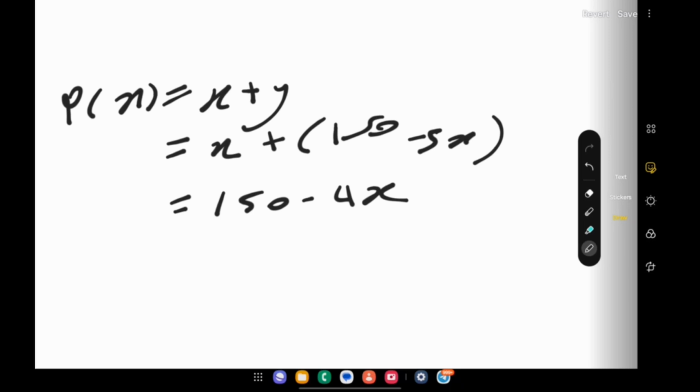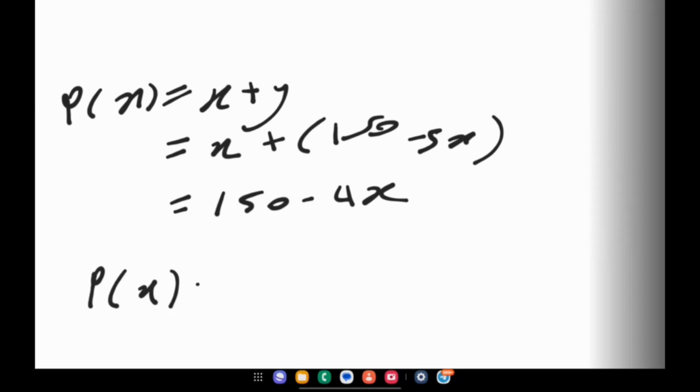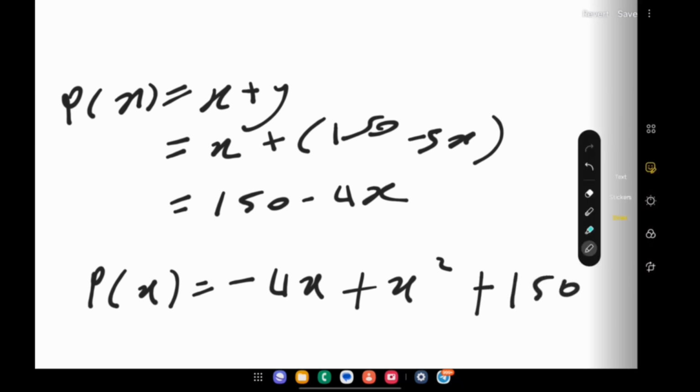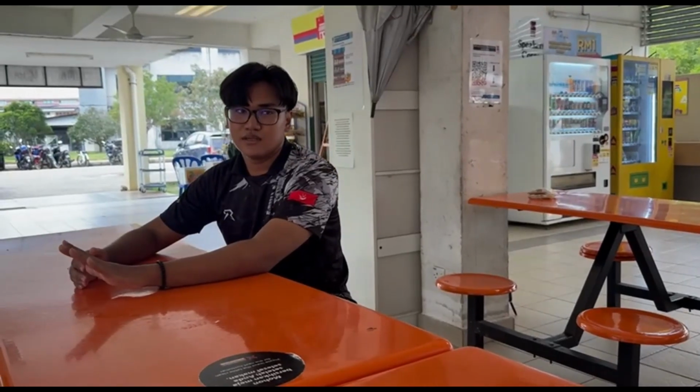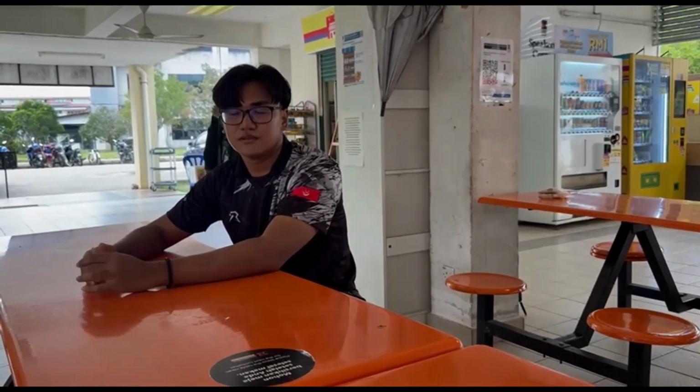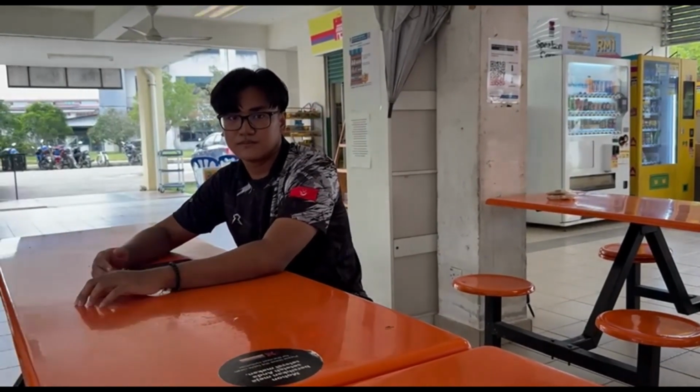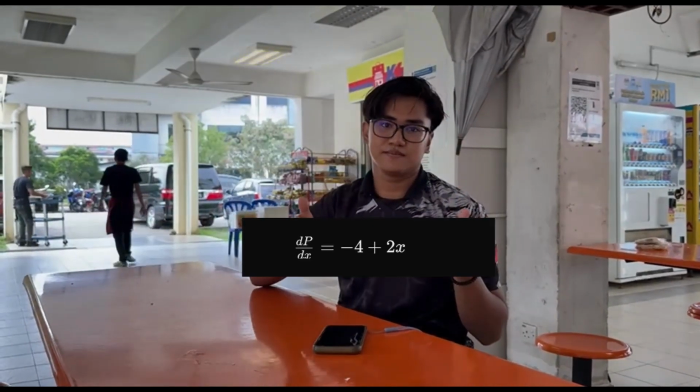So let's modify it slightly by introducing a quadratic term to better model the seating capacity. We will approximate P(x) as equal to x squared minus 4x plus 150. Now, we have the quadratic function that we can use to find the optimal number of tables. To maximize seating capacity, we need to find the critical points of this quadratic function. As shown above, we differentiate the equation and we will get this.